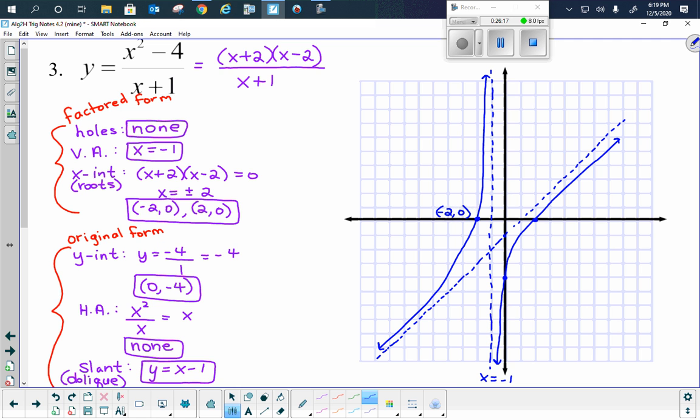Okay, and then we just need to label your 0, -4 and your 2, 0. You've got the arrows on there because they go on forever. And now I can label the slant asymptote as y equals x minus 1. Okay, and you have everything that you need to get full credit for that one.